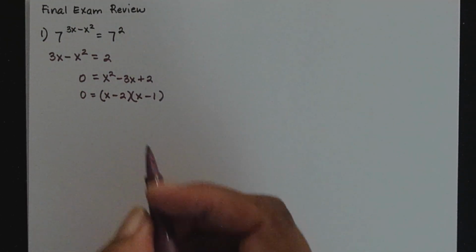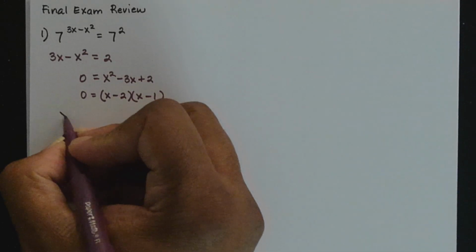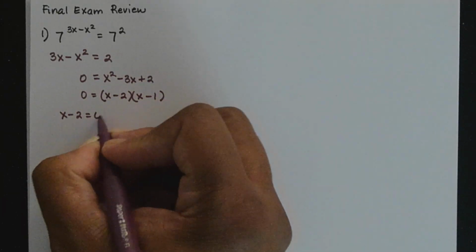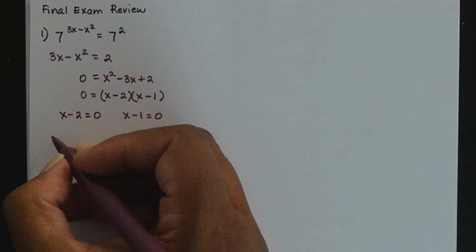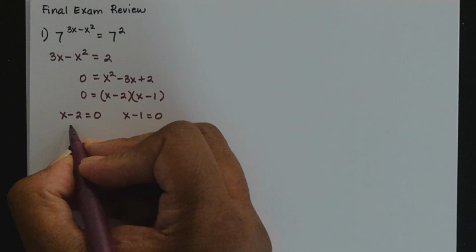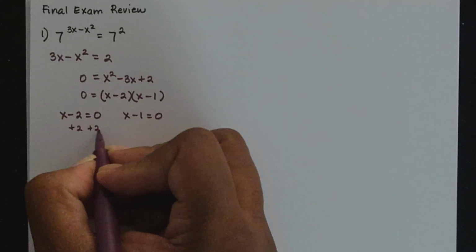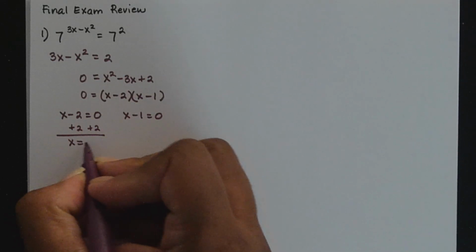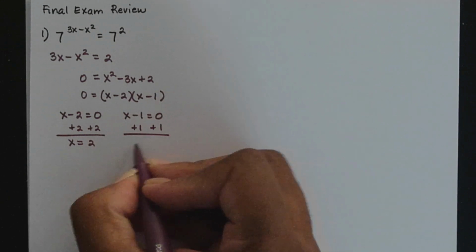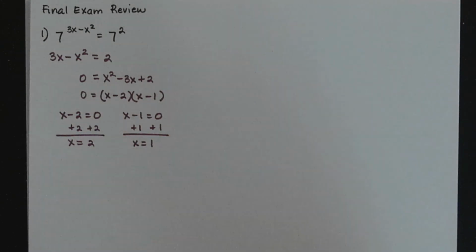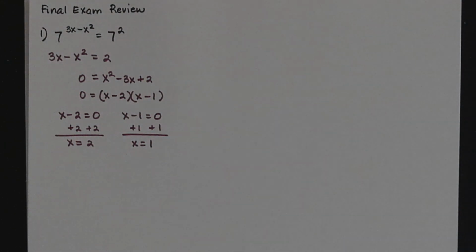Now I can set each binomial factor equal to 0. So that means x minus 2 is equal to 0. x minus 1 is equal to 0. So for x minus 2 equals 0, that means x will have to be equal to 2. And for the x minus 1 equals 0, x equals 1. So these are my two solutions for this exponential equation. x is equal to 2 and x is equal to 1.